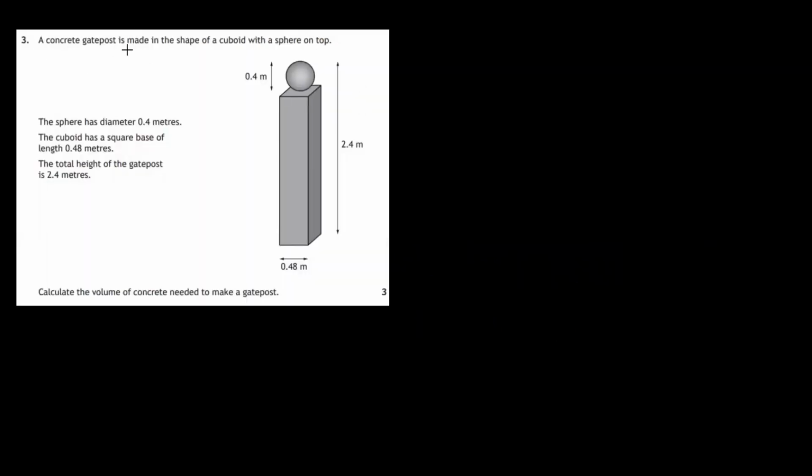A concrete gatepost is made in the shape of a cuboid with a sphere on top, and then we've got information about the cuboid. Calculate the volume of concrete needed to make a gatepost. So we're just trying to find the volume of this shape. So let's start by finding the volume of the cuboid.